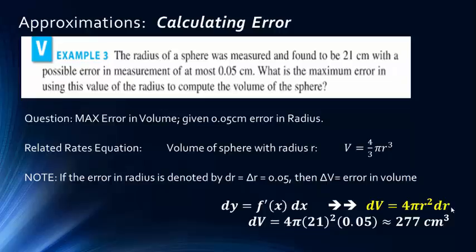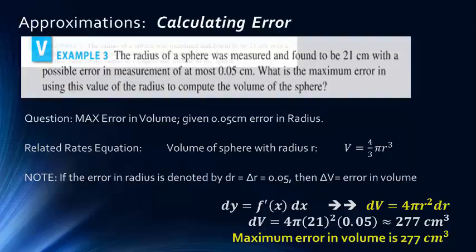So we have two variables here. We have r, and we know that the radius was found to be 21, and then we have dr, which is the error in our measurement, which is 0.05. So we plug these in, and we get a maximum error of 277 cubic centimeters. Okay, that's our maximum error. So if we have a 0.05 centimeter error in measuring, then we have a 277 cubic centimeter error in volume.